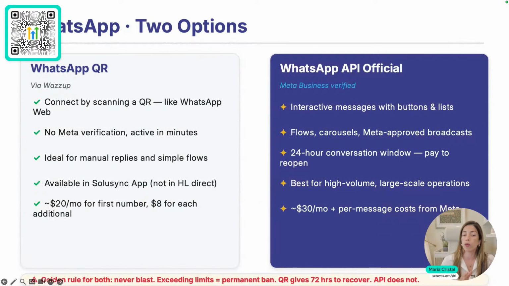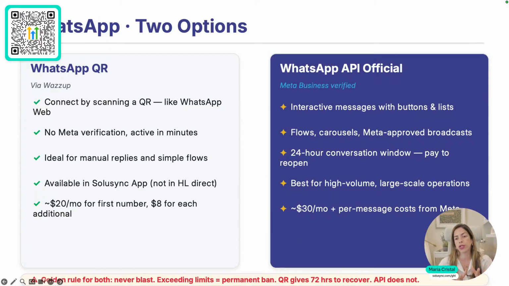So you saw that we have WhatsApp, and there are 2 ways to connect WhatsApp inside the system. There's the WhatsApp API, the official API. It's Meta Business Verified, so it requires Meta to verify your business. You will have a dedicated phone number and a template approval for every single broadcast or message you send to any client. In return, you will have interactive messages with buttons, lists, flows, carousels, and mass messaging at scale. One rule that I would apply in any of the instances is never blast people.